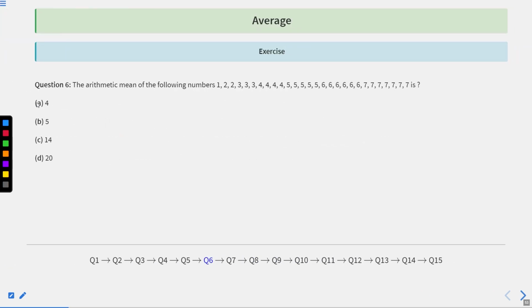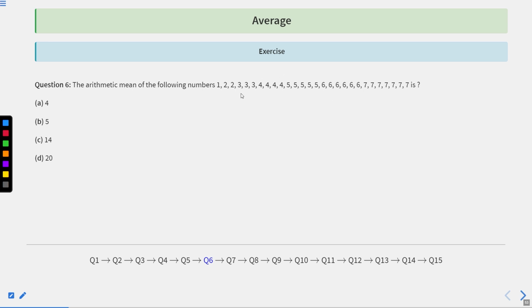Let us move ahead to question number 6. The arithmetic mean of the following numbers. A set of numbers is given to us: 1, 2 times 2, 3 times 3, 4 times 4, 5 times 5, similarly 6 times 6, and 7 times 7. This set of data points is given to us, and we have to find the arithmetic mean.